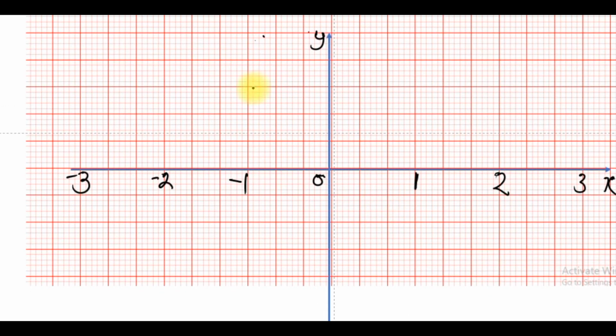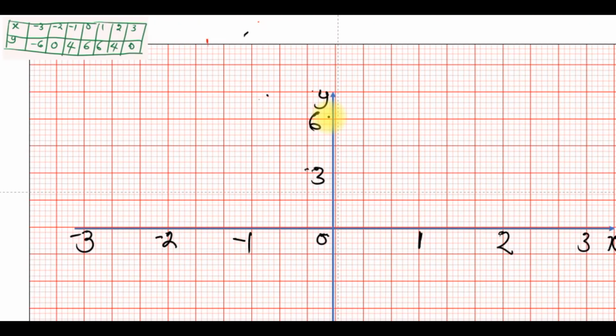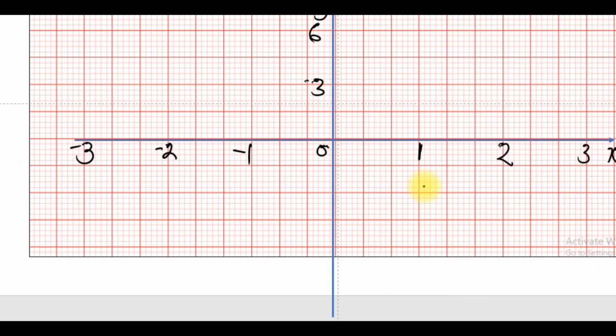But here, if we count 1, 2, 3, it won't be enough. So this is 3, and down here we have minus 3 and minus 6. But there's a problem here. We need to get the value of each of these grid lines. So how do you get it?